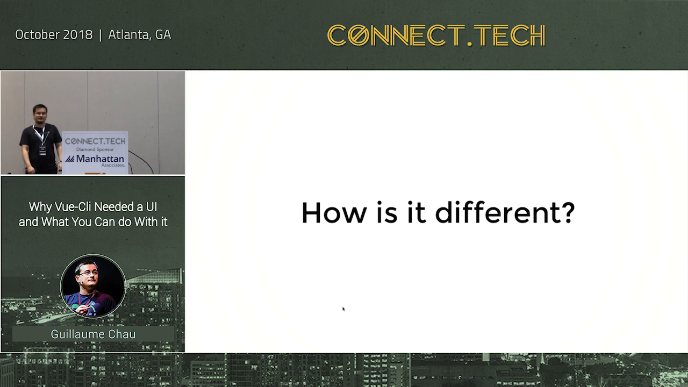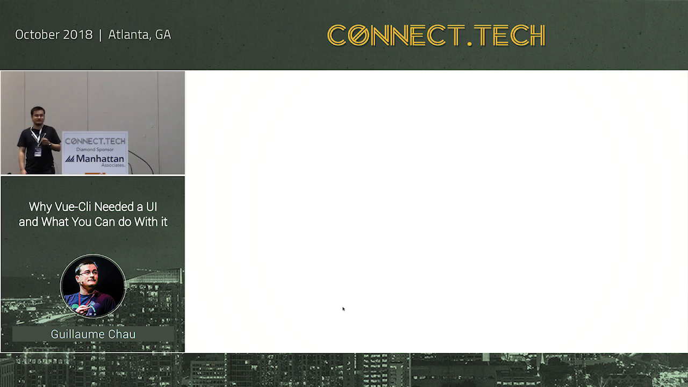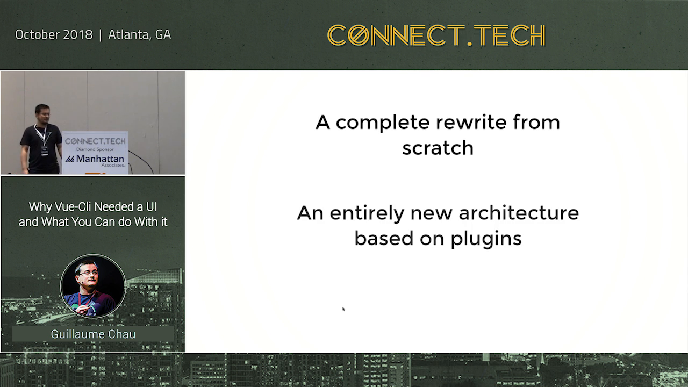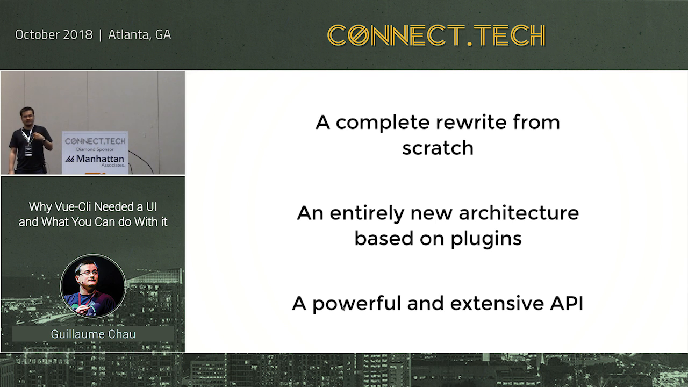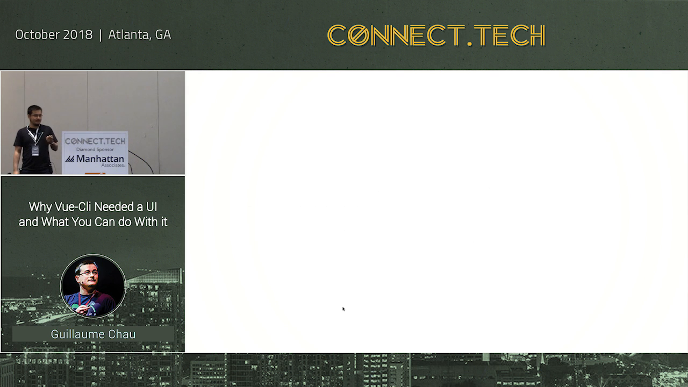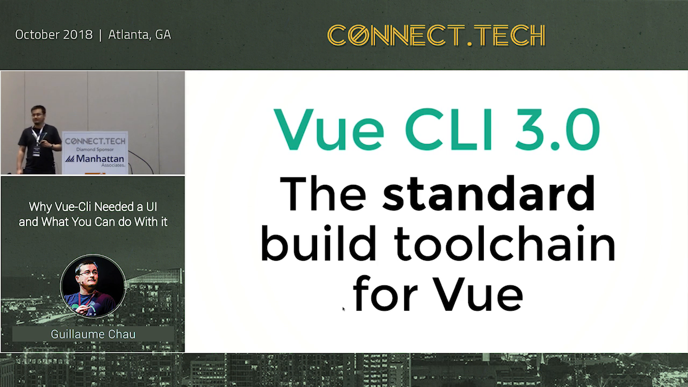Okay, so what's the difference between version 3 and the previous versions? Well, a lot of things are different this time. First, Evan remade the whole project from scratch. That was a huge effort. He also designed an entirely new architecture around plugins. So it's very different from templates. We'll go back to it in a bit. He also made an API available for you to create new plugins and extend the feature set of Vue CLI 3. So our goal is to make Vue CLI 3 the ultimate standard build toolchain for every single Vue project.